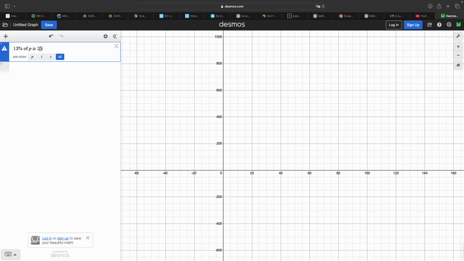So 25 is the P value. 13% of 25. Wait, let me read this again, sorry. 13% of P is 25. So it's basically asking us what percent of P of 25 is 13%. So that's how you can read this. But we could just say that it could be 13 divided by 25. We could write it as that. I think I read this wrong.